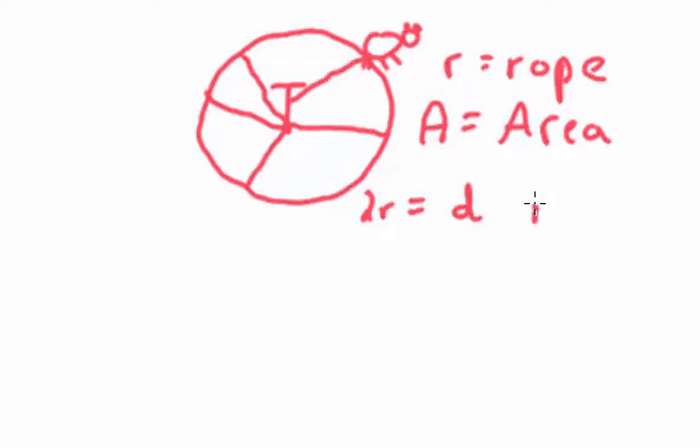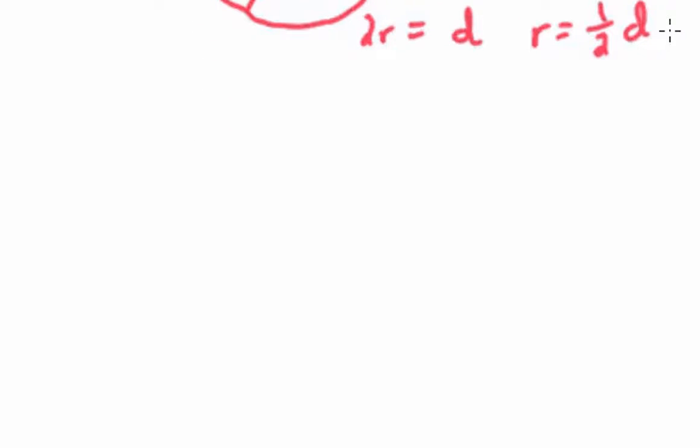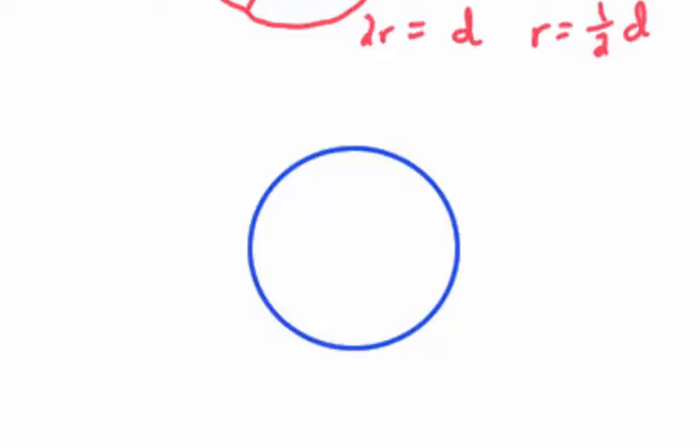Now, if I double the radius, I get a diameter. And if I take half a diameter, I get a radius. And it's this interchange that's going to help us solve some problems.